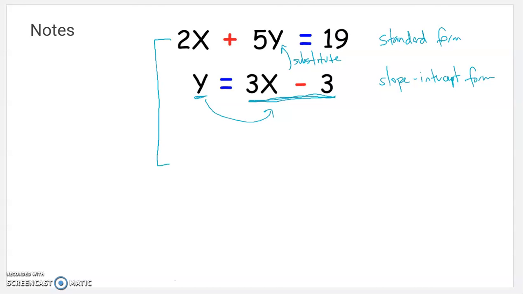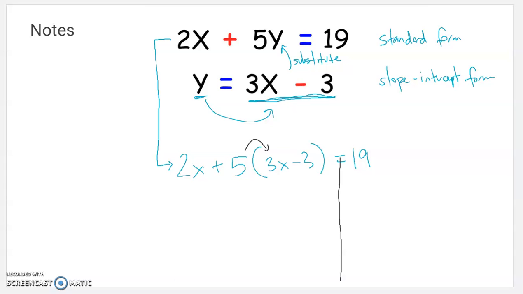When I do, here's what I get. I'm going to get 2x plus 5 times all of this new y stuff, 3x minus 3, equals 19. So now I have the exact same standard form equation I had here, except instead of y, which was there, I replaced y, substituted for y, all that new stuff. Okay. From there, I solve this just like normal. It's work, there's parentheses, there's a lot going on, it's some work to do, but I can do it.